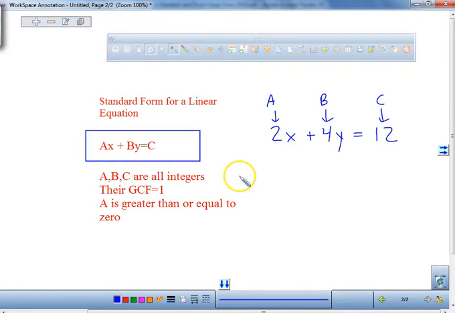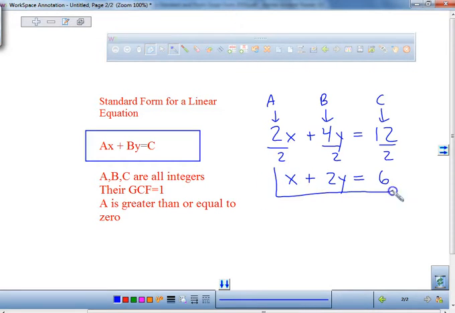Is their greatest common factor 1? Or it can't be reduced? It can. What number goes into all of those numbers? So technically, to get it to standard form, in this one, we have to divide everything by 2. So this one would be x plus 2y equals 6. Technically now this is now in standard form.